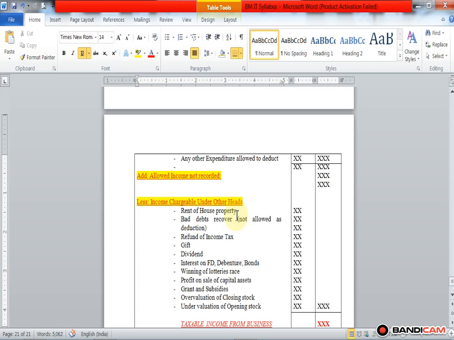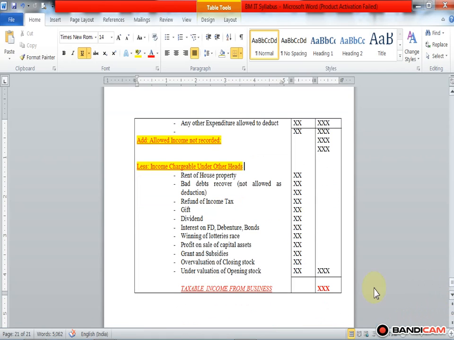Those incomes which are related to business, we add to the net profit. Those expenses which are related to business but not recorded in the books of account, we deduct from the net profit. Remember the simple format of computation of taxable income. So all these are income from other sources, then we deduct these from the net profit, and we get the taxable income of a business. So here other income includes rent from house property, bad debts recovered not allowed as deduction in previous year, PY.